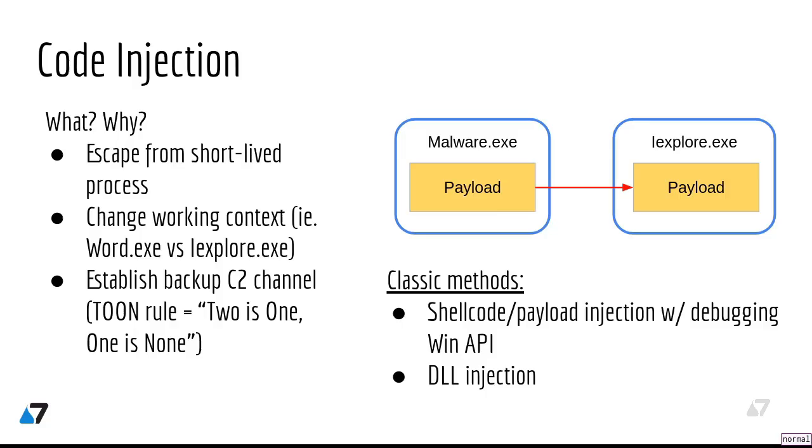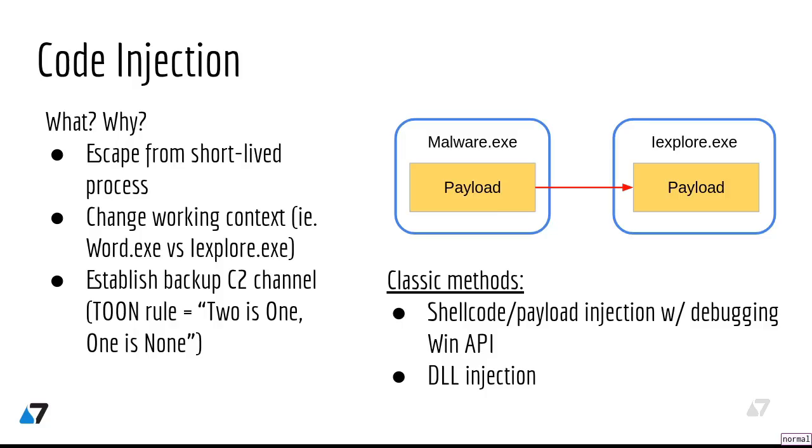So you get 2 connections or 2 sessions from the same machine, and the second session is your backup in case your primary connection drops. Okay, so that's why this rule is called 2 is 1, 1 is none. So 2 sessions mean 1 control, and 1 session means no control.